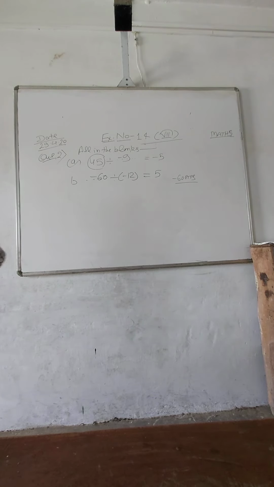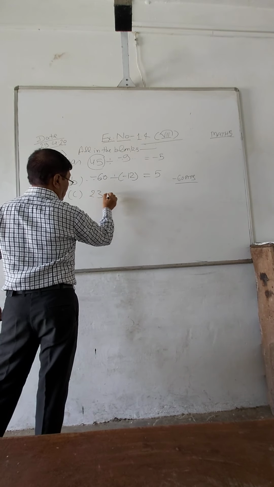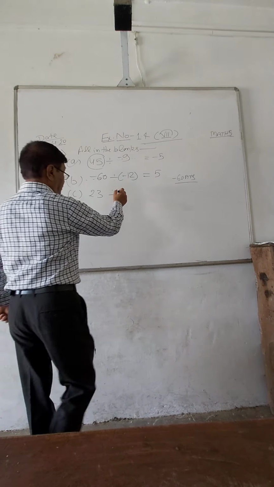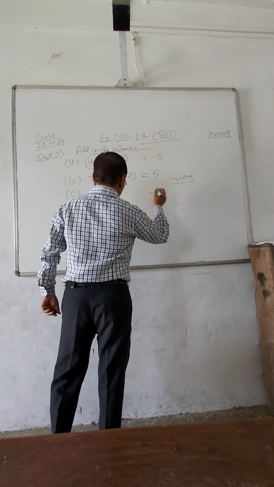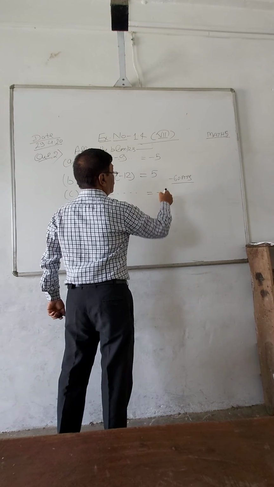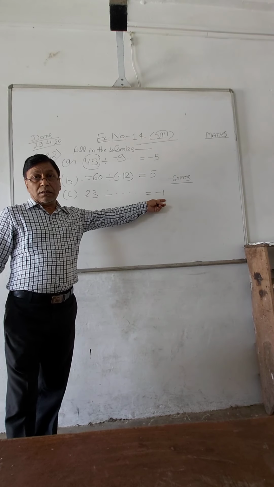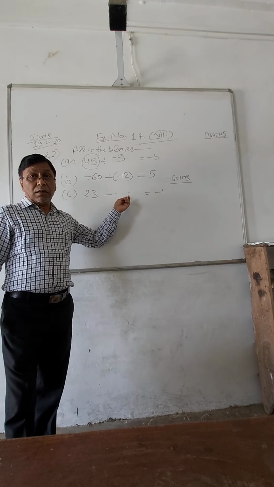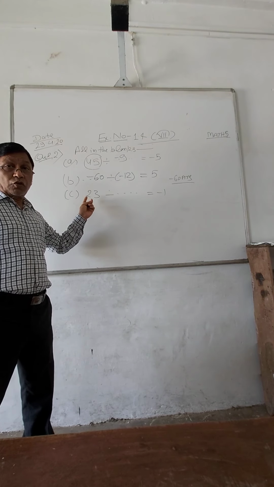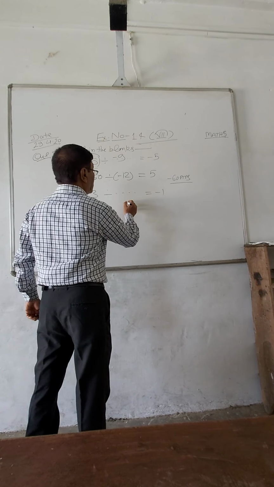See, 23 divided by which number? Here you have to fill, it is equal to, it is coming minus 1. Again here, dividend is given and the result is given. Here, you have to find out the divisor. So for finding out the divisor, you divide from this number to this number. So 23 is divided by 1. What will come? 23. So here, it should come 23.